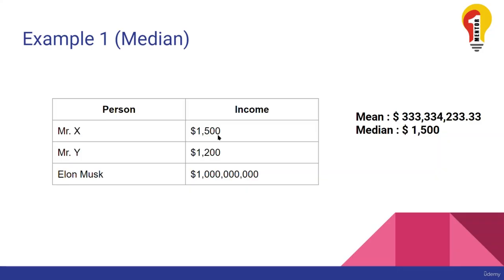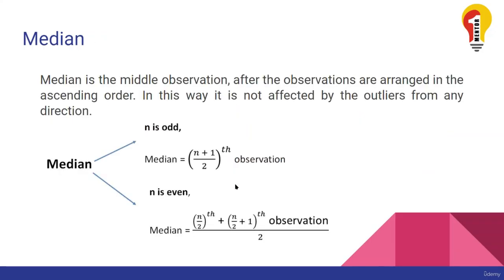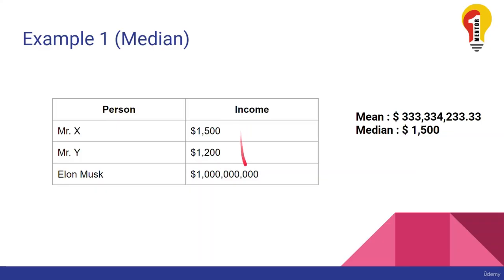Now, how is that? If we arrange this particular data set, 1,200 will be on top. After that, we have 1,500 and then the 1 billion. Now, there are three observations. So going back to the formula, it is (n plus 1) by 2 because the number of observations is odd. Over here, it will be 3 plus 1, that is 4. 4 divided by 2 will give us 2. So that is basically the 1,500 value that comes in the middle.